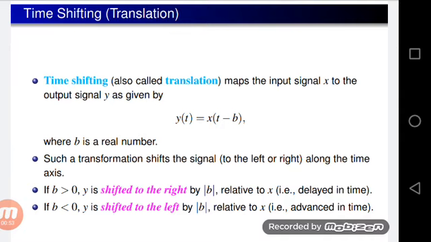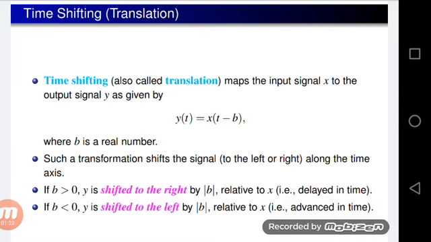Such a transformation shifts the signal from left to right, or right to left, along the time axis. If b is greater than 0, the function y is shifted to the right by mod b relative to x.